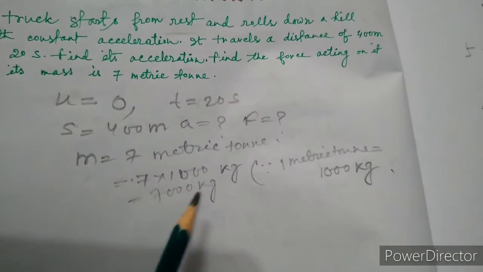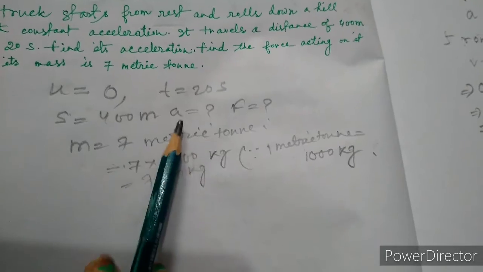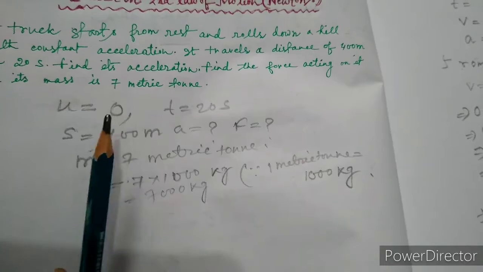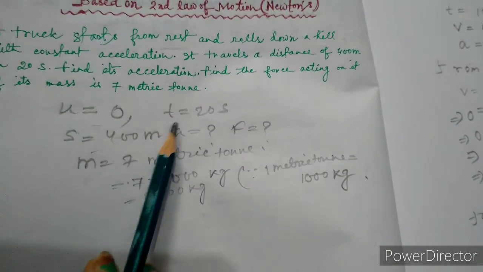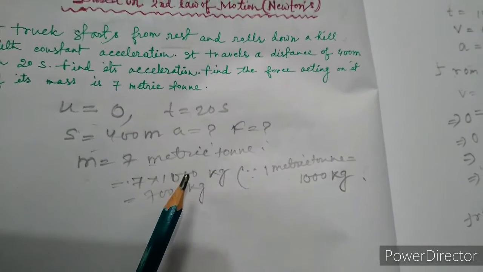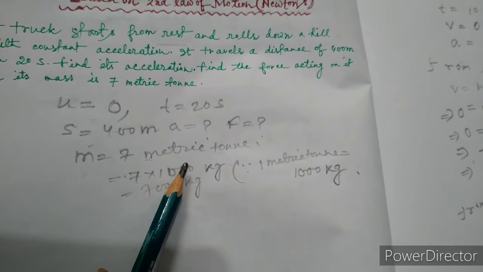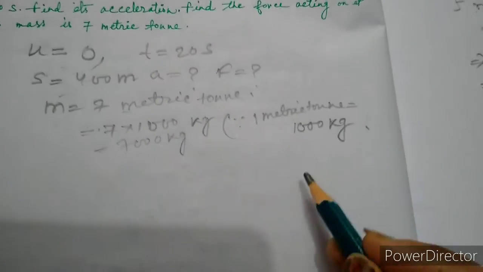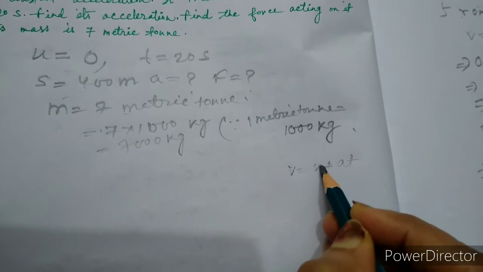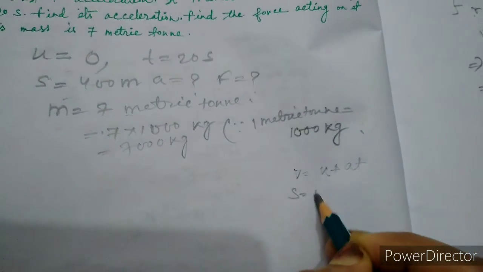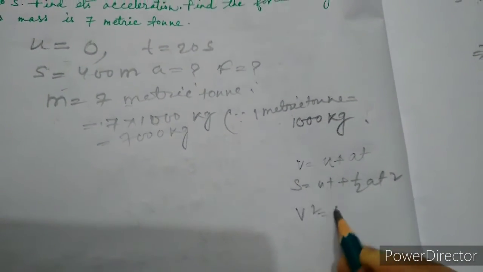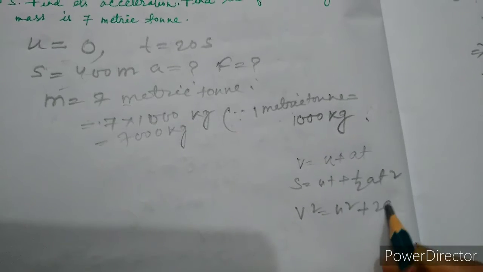From here you have to find acceleration as well as the force. So here S you have, u you have, t you have, and m you have. By using the equations of motion, there are 3 equations of motion. The first equation is v equals u plus at. Second, s equals ut plus half at square. And third, v square equals u square plus 2as.